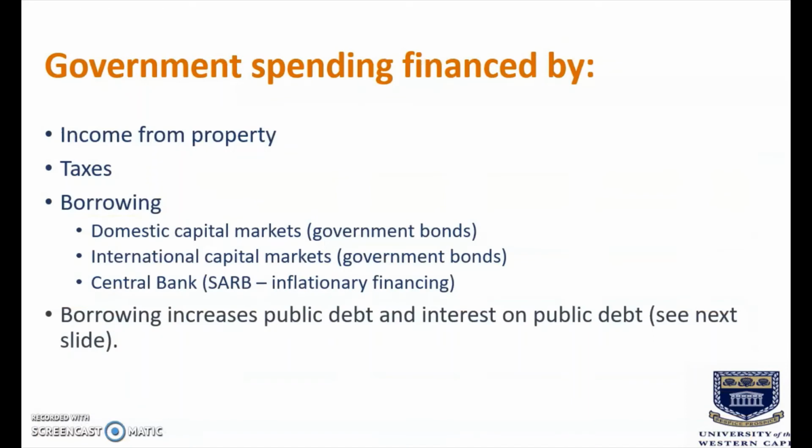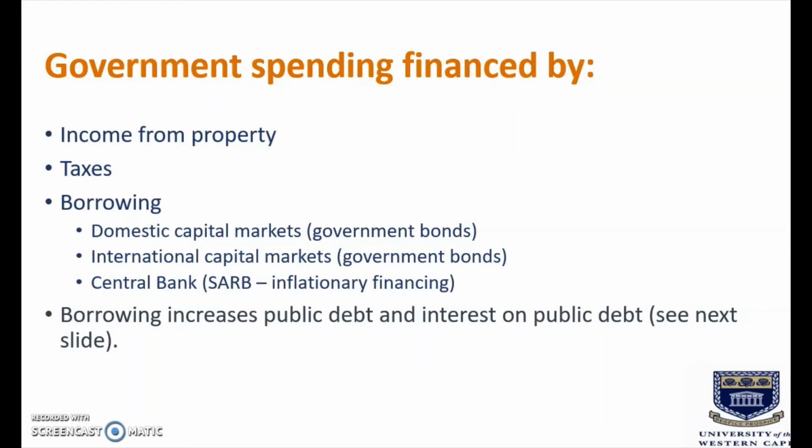The government spending is financed by income from property. This helps finance local government services, more especially education. It is also financed by taxes coming from the firms and households. Taxes are relatively important because they contribute to the GDP of the country, which helps spur economic growth.